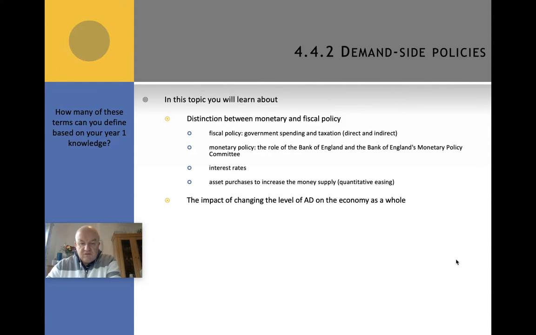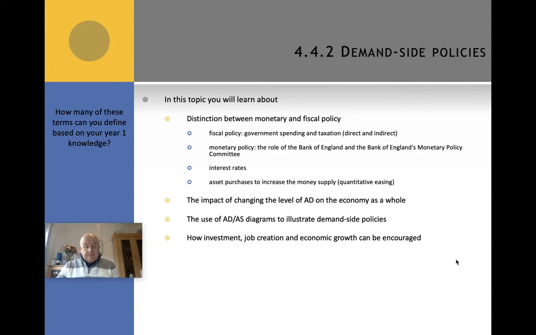Once we've looked at the distinction between the two, we're also going to look at how changing the level of aggregate demand in the economy as a whole can be impacted by both fiscal and monetary policy. One of the things you also need to be able to do is to demonstrate how those changes might affect aggregate demand and aggregate supply, and that's quite a nice way to illustrate demand side policies, as we'll see. Clearly, dependent on the type of fiscal and or monetary policy that's being used, that is going to have an impact on investment, job creation, and economic growth, and how that can be encouraged by using fiscal and monetary policy in different ways.